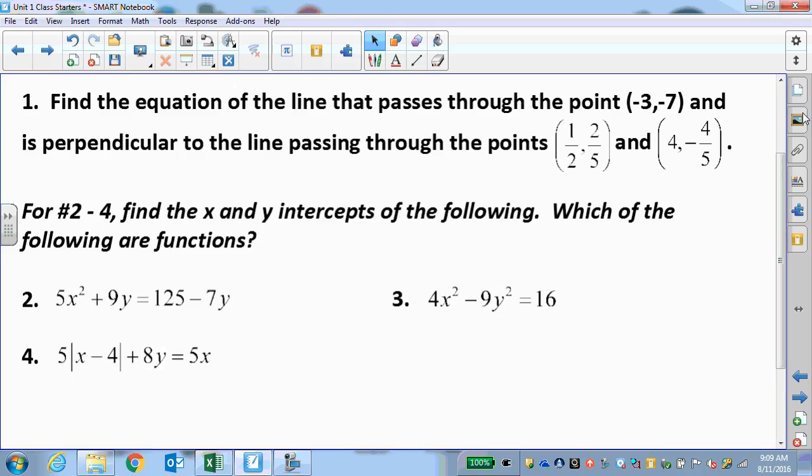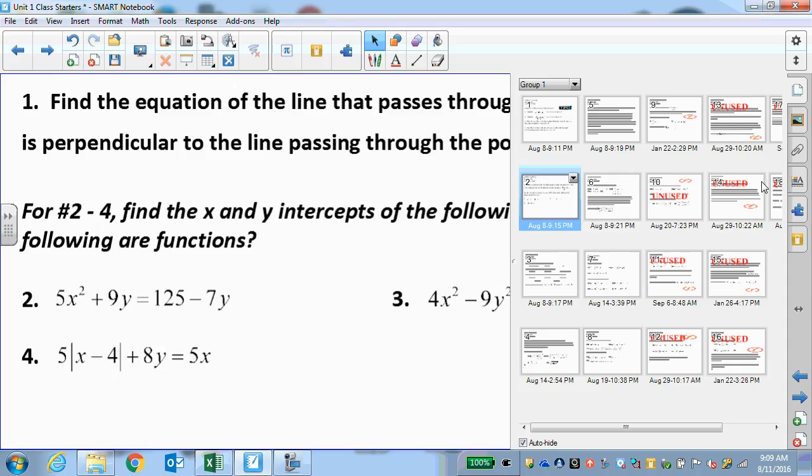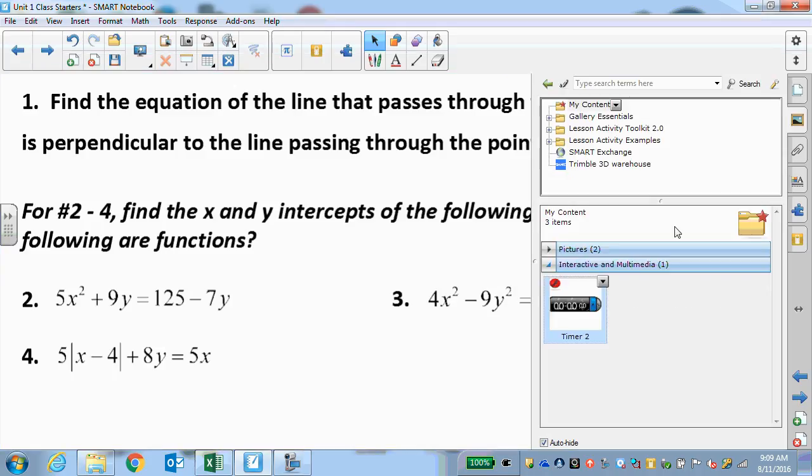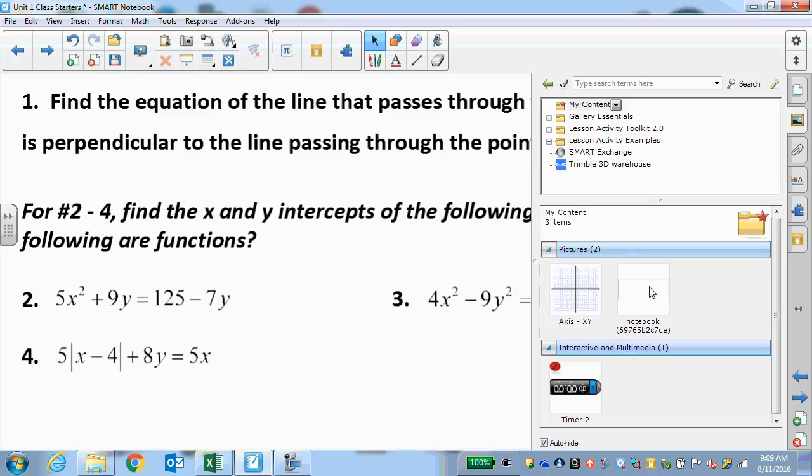Let's go over this one. You notice number one is finding an equation of a line, like we talked about yesterday and did on homework last night. Then 2, 3, and 4 take you back a little bit to some Algebra 1, Algebra 2 kind of stuff, trying to find x and y intercepts.